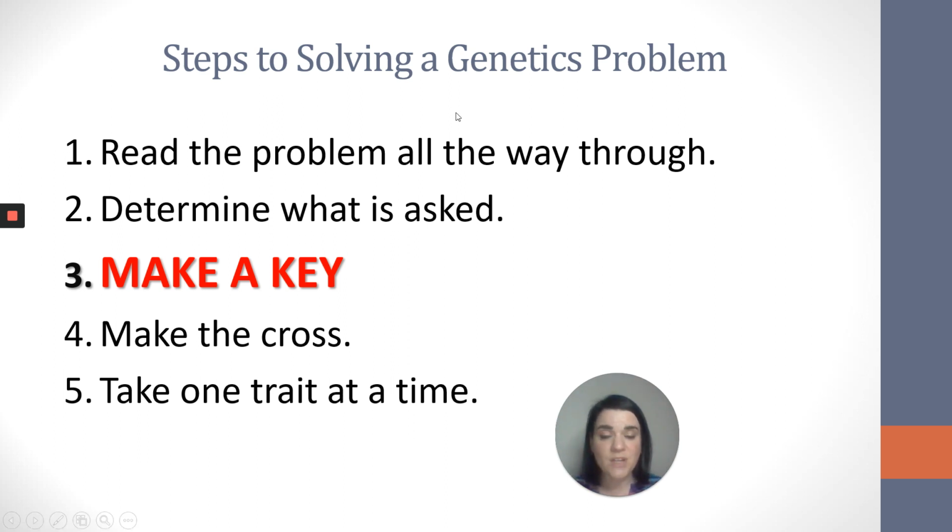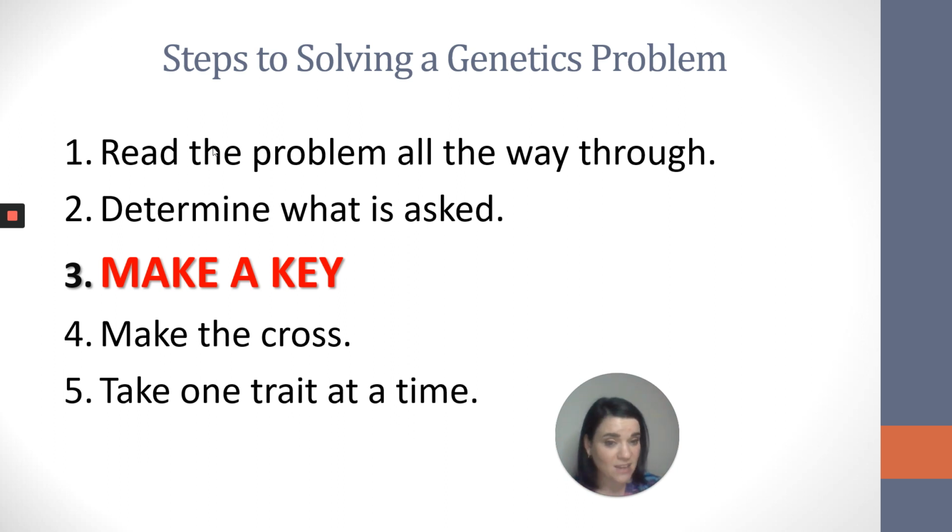So the steps to solving a genetics problem. Whenever you get a genetics problem, I want you to go through these steps. Number one, read the problem all the way through. A lot of students will just read half of it and then forget that there was a second half to the problem. So be sure to read the problem all the way through. Number two, determine what is being asked. Different genetics questions ask different things, as you will see. So you need to make sure you know exactly what the question is asking.